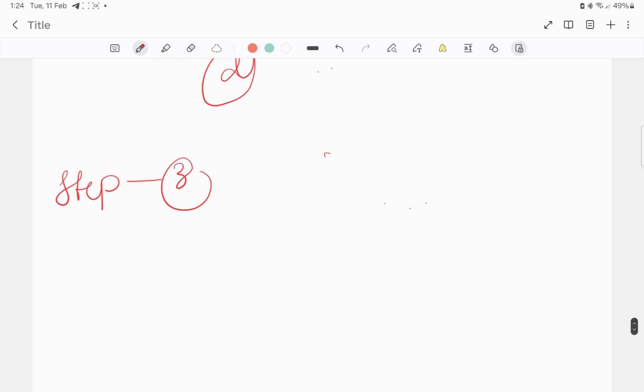Step 3 is compare directly with the passage. Does it oppose or not? Ask yourself if it supports or weakens. If it contradicts, it's a trap.